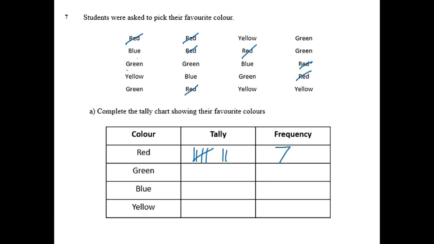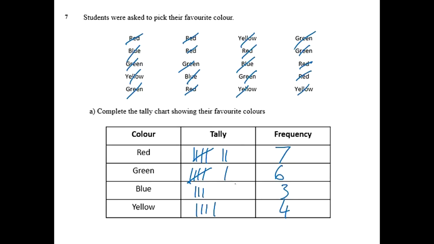Let's do greens next. So I've got 1, 2, 3, 4, 5, 6. So 1, 2, 3, 4, 5, and 6. And then on to blues. I've got 1, 2, 3. Only 3 blues. And then finally yellows. 1, 2, 3, 4. So 1, 2, 3, 4, and then complete the table with 4.